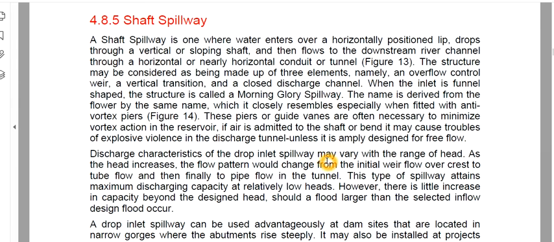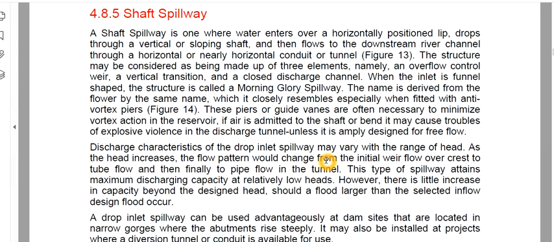Now further we have the shaft spillway. What is a shaft spillway? A shaft spillway is a kind of spillway in which water enters over a horizontally positioned lip and drops through a vertical or sloping shaft.